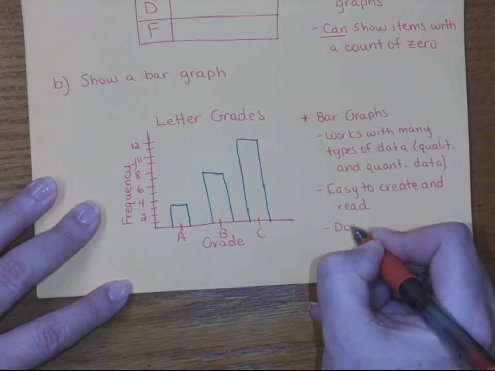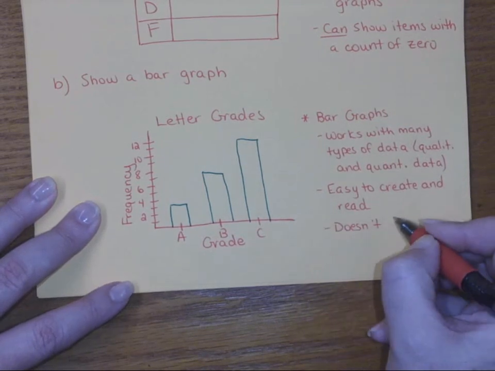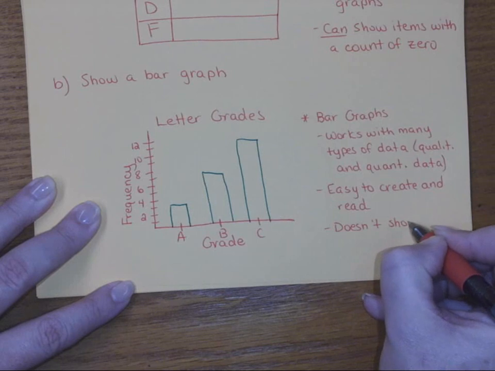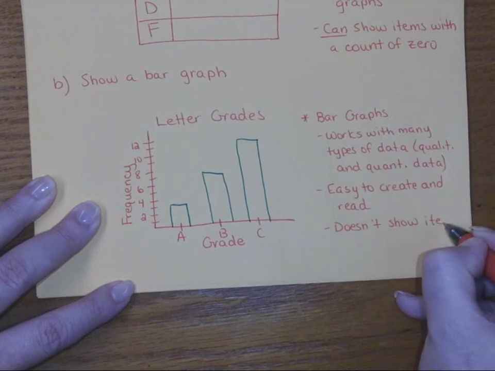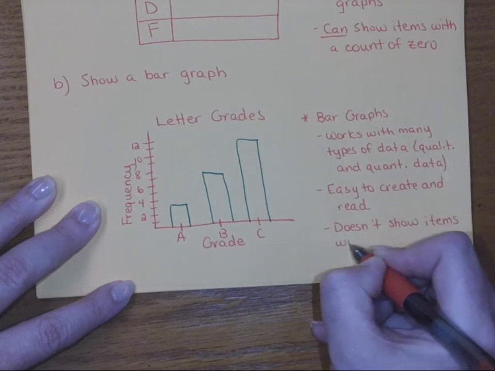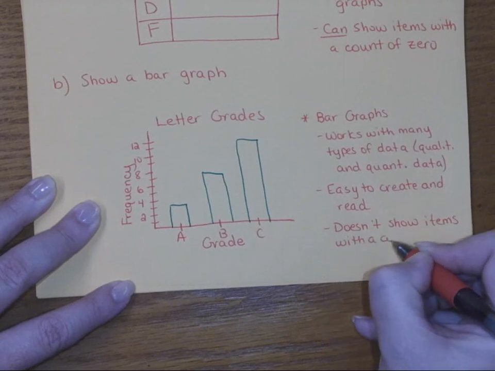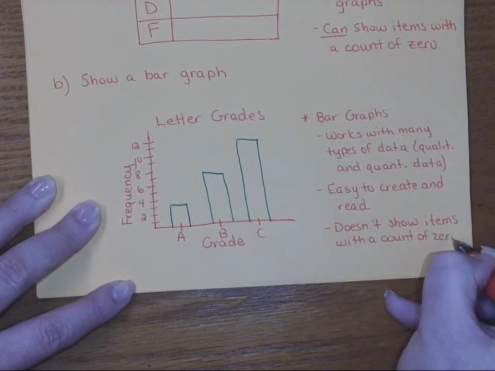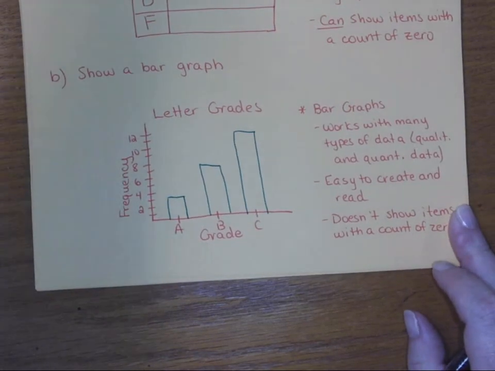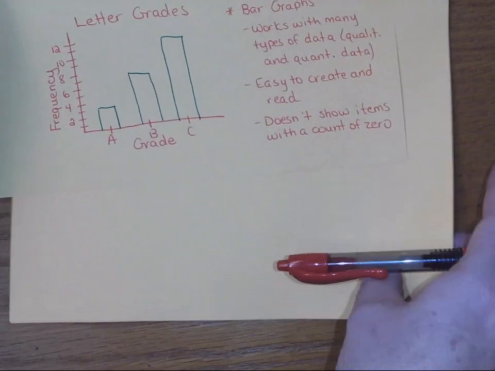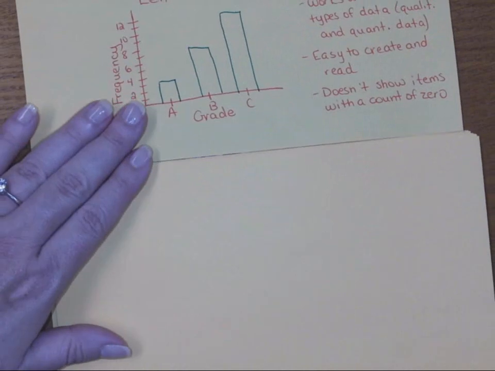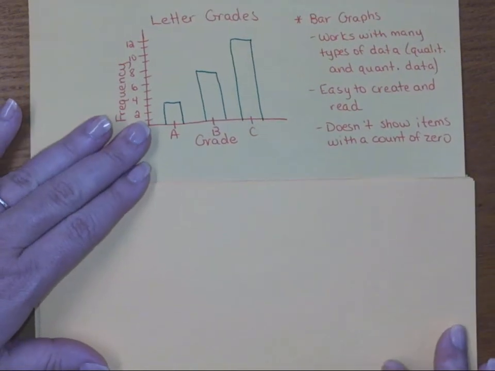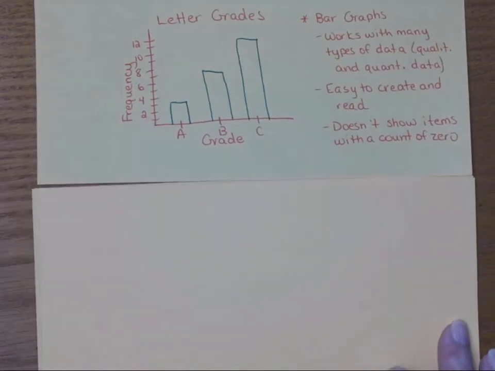Notice that it doesn't show items with a count of 0. In other words, we didn't even put the D's and F's. So I'm not saying that that's necessarily a fault, it's just something to notice, right? If we wanted to list all the possibilities, even the ones that didn't end up showing up in our data collection, then bar graphs don't typically show that.